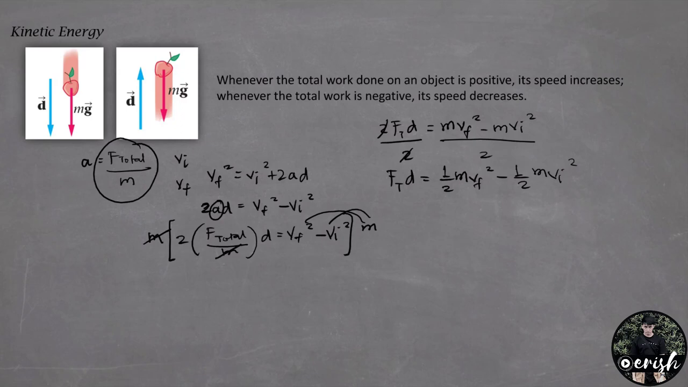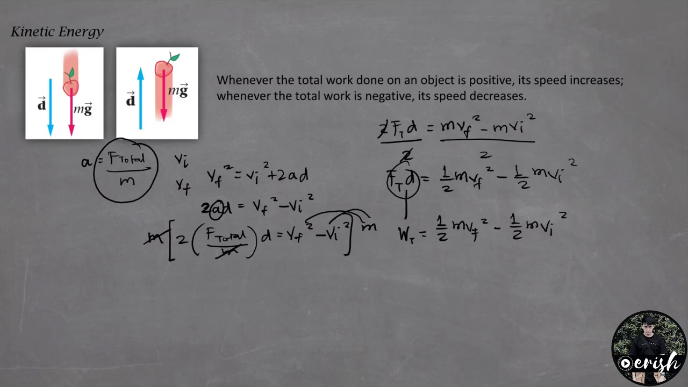In this expression, na pinag-uusapan pa rin natin is yung apple. Yung F total times the distance ito is simply the total work done on the apple. Ito siya, total work done on the apple. And this is equal to 1 half mass times the final velocity square minus 1 half times the mass times the initial velocity square. So in this derivation, pinapakita dito that yung total work is directly related to the change in speed. And mapapansin natin, kapag yung total work natin is greater than 0, ibig sabihin, mas malaki yung final velocity natin sa initial velocity.